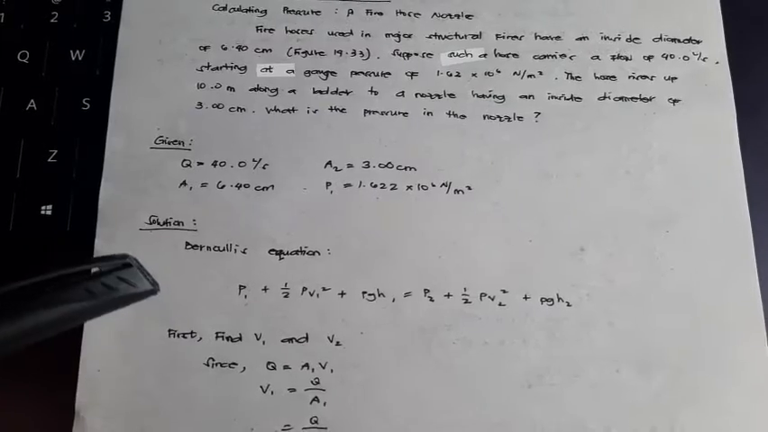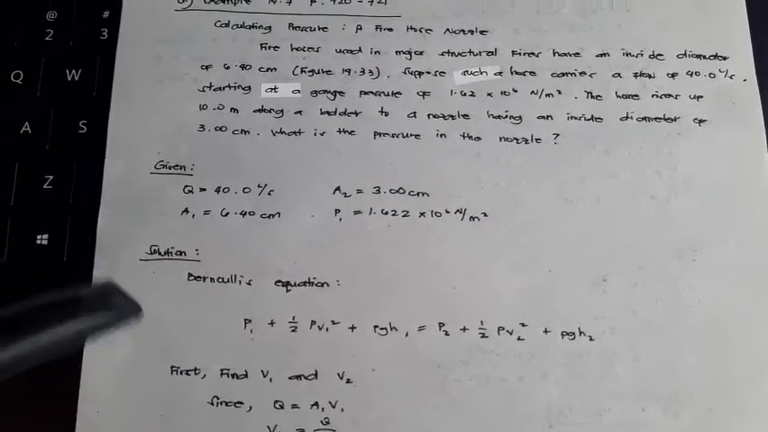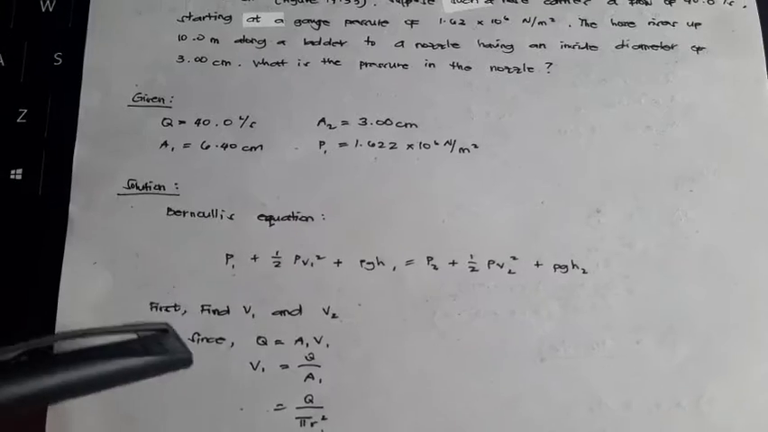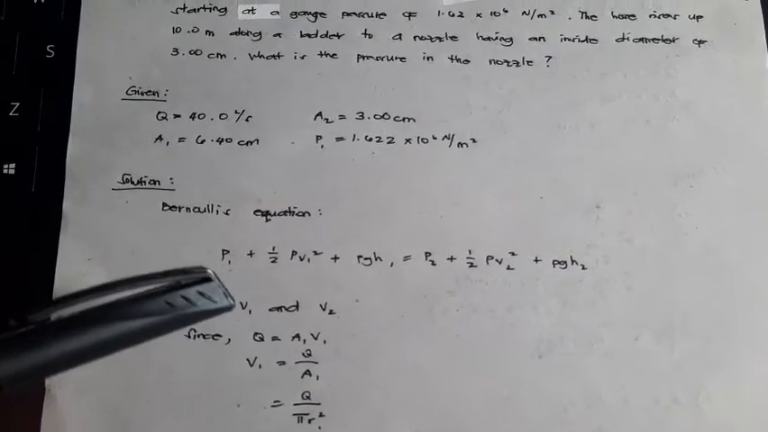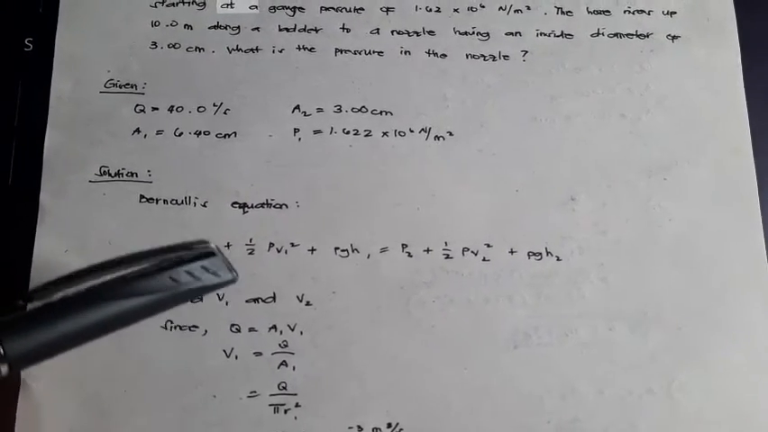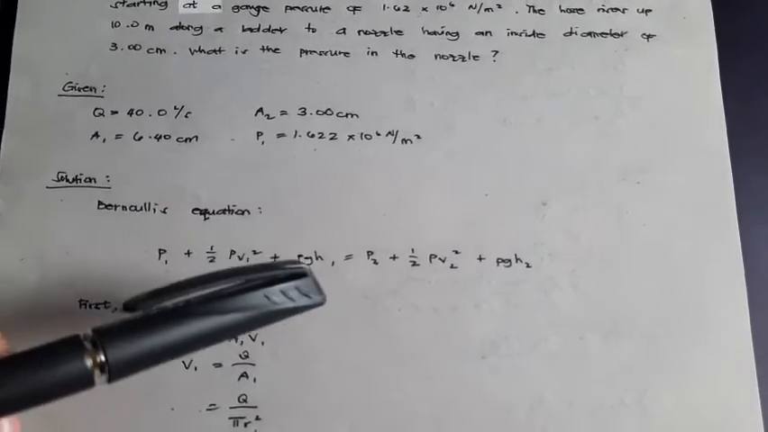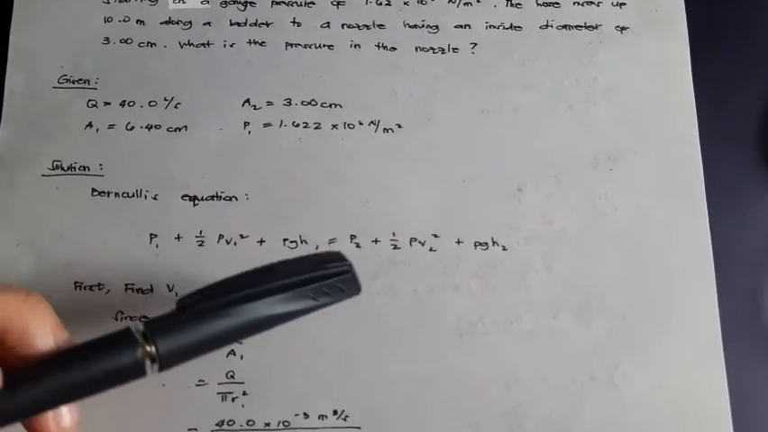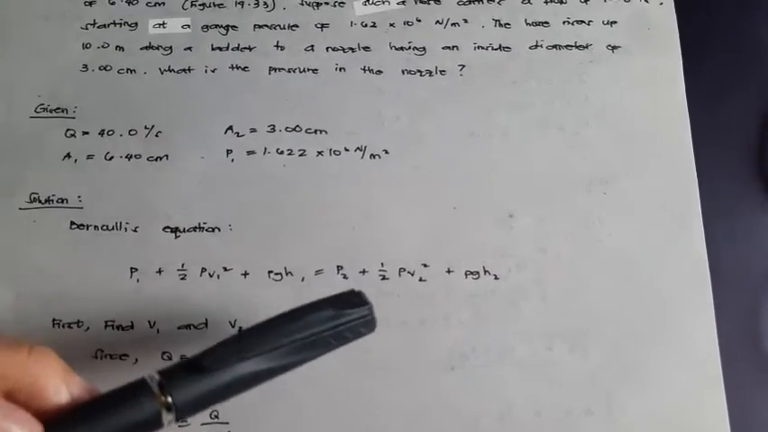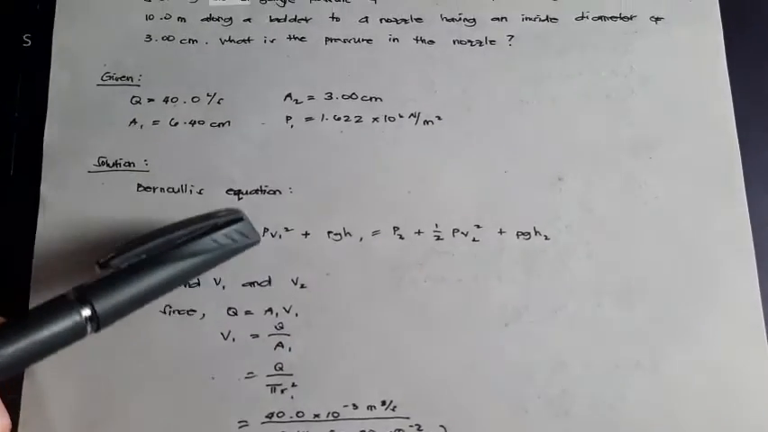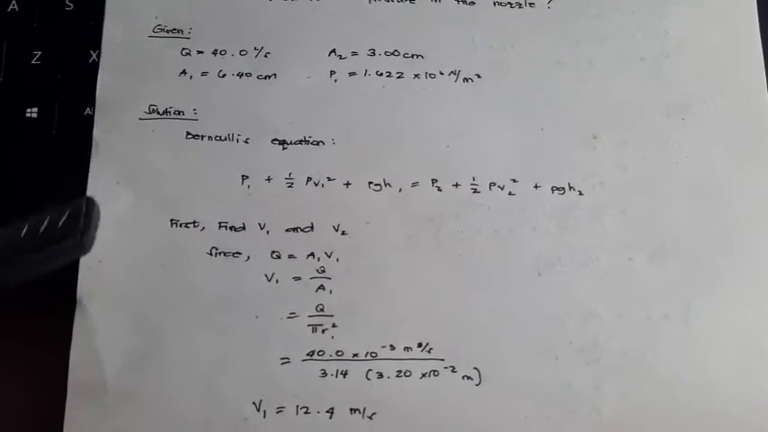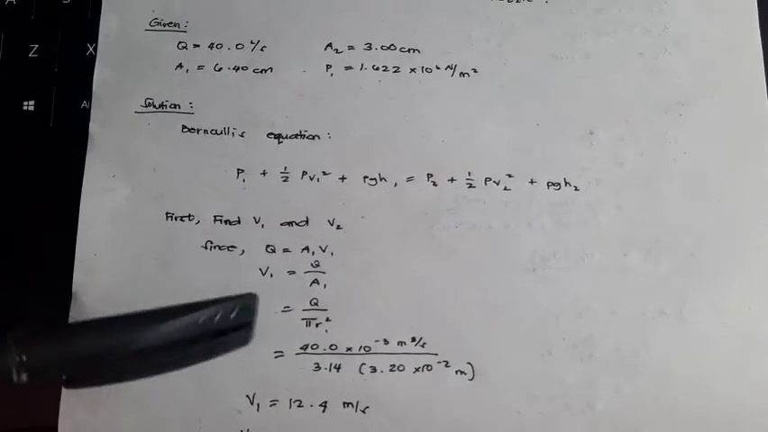So, we must use Bernoulli's equation. P1 plus 1/2 ρV1 squared plus ρgh1 is equal to P2 plus 1/2 ρV2 squared plus ρgh2. So, subscript 1 and subscript 2. But first we will find V1 and V2.